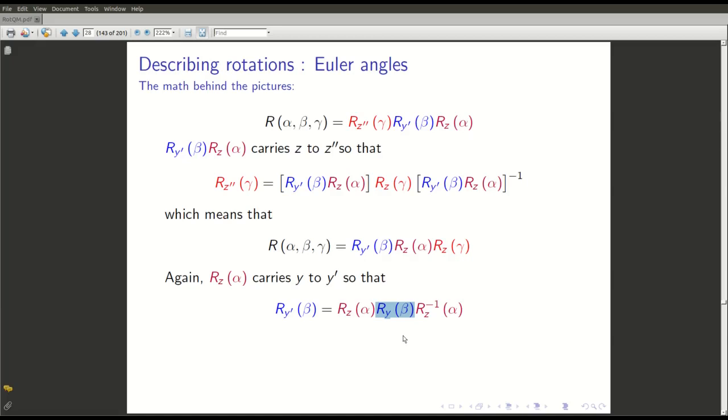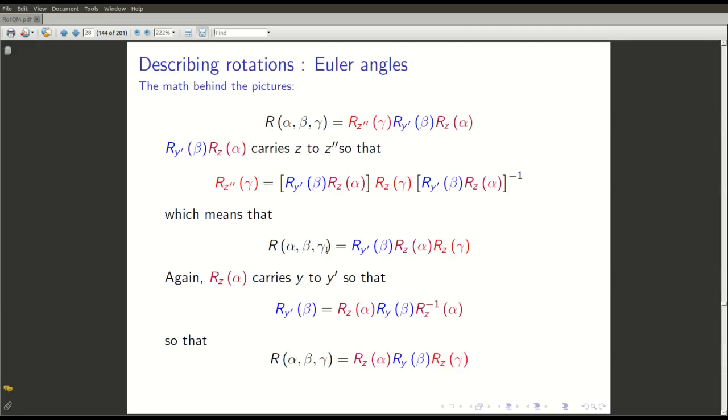And if we take this and plug it back into the original expression, we end up with this result. R alpha beta gamma, the overall rotation through Euler angles alpha, beta and gamma, is rather surprisingly given by Rz alpha, Ry beta, Rz gamma.